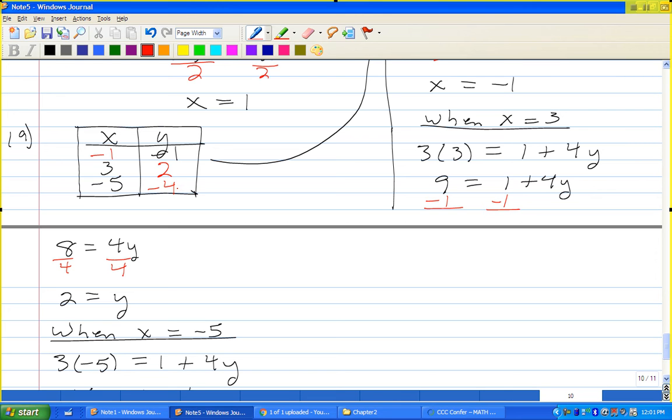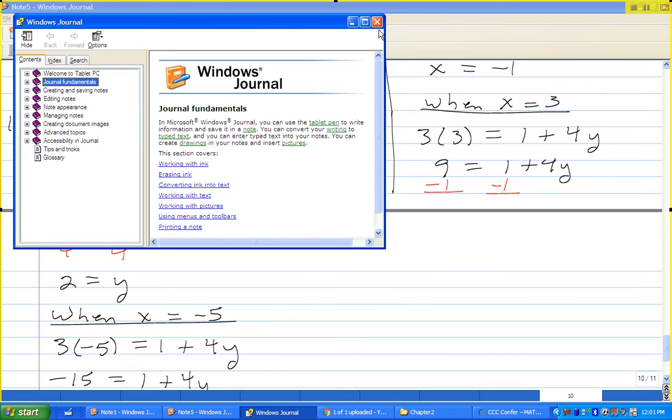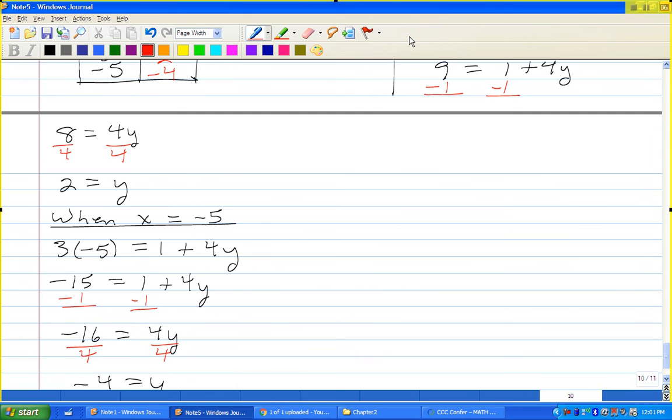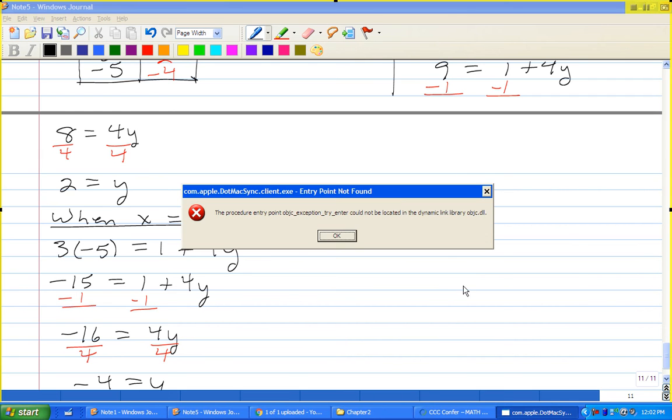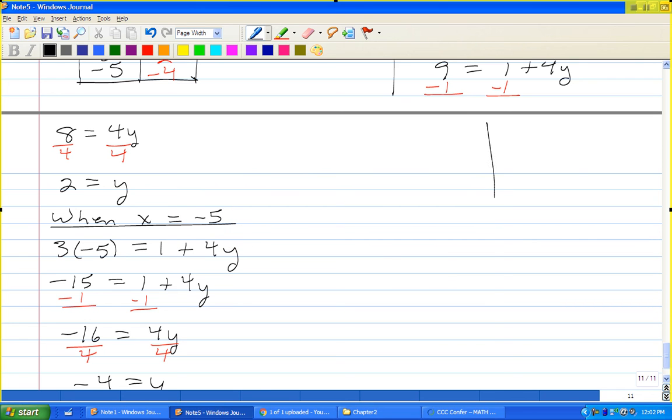Let's sketch this. I won't be able to go that far. Oh boy, that's not straight. Okay. Place tick marks.